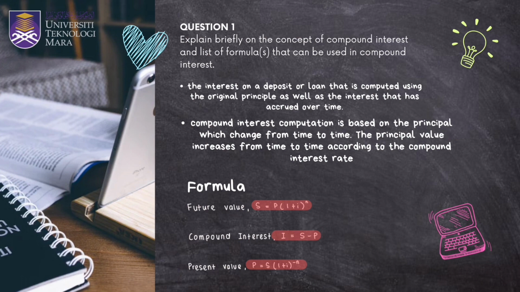These are the formulas for compound interest, which are: future value S equals P(1 plus i) powered by n. Compound interest I equals S minus P. And lastly, present value P equals S(1 plus i) powered by negative n.